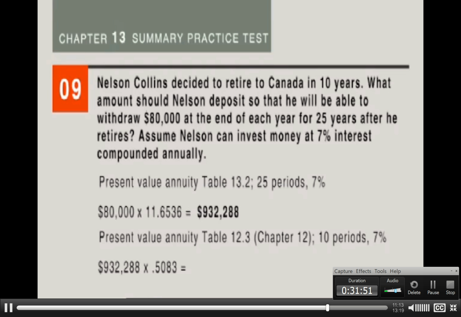In other words, when you multiply 932,288 times the present value, look how difference in 10 years makes. Nelson would only have to put in the bank today $473,881.99. If he left it as a lump sum for 10 years, it would grow to $932,288, and then he could begin his retirement. So really you have to do two levels here. Present value of annuity first. Then you have to figure out how many years before he actually retires.